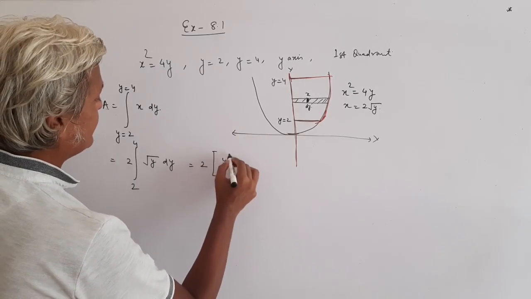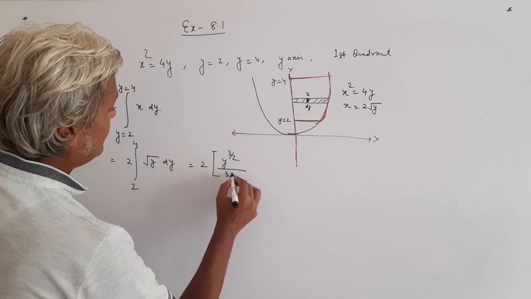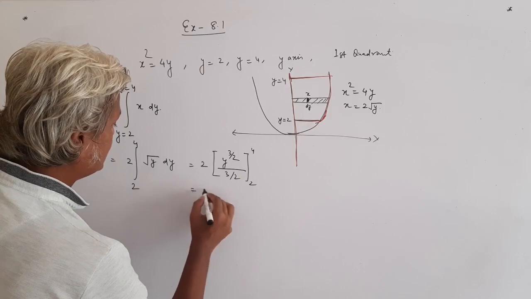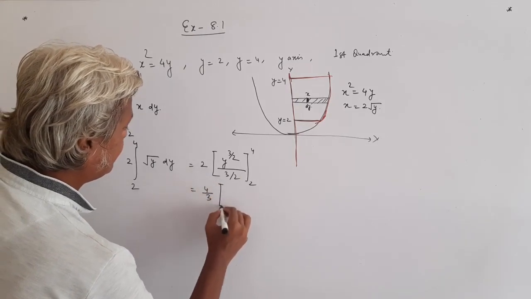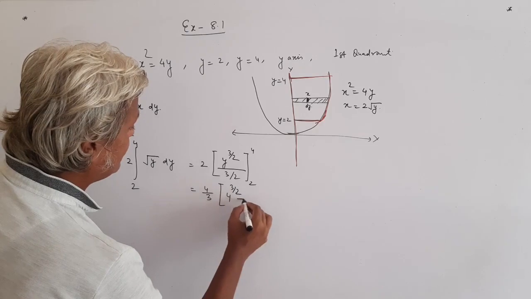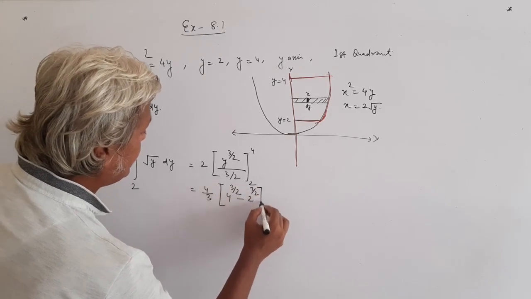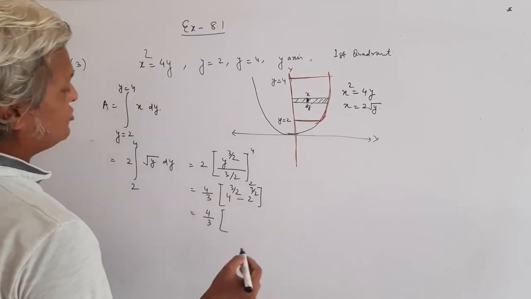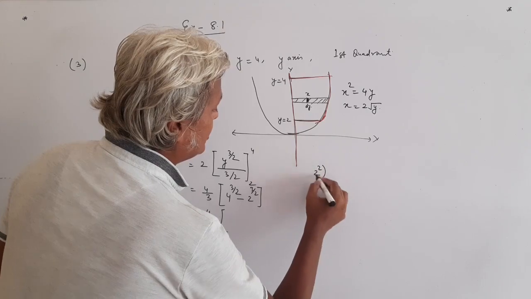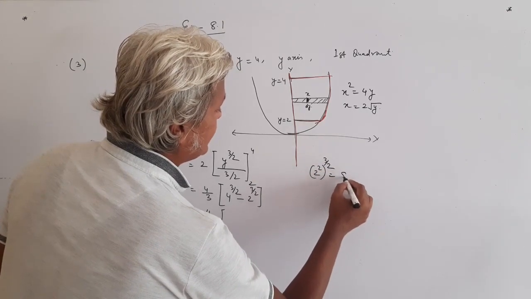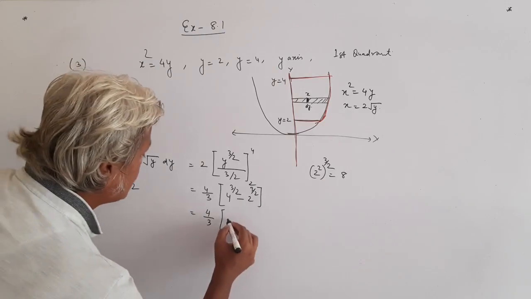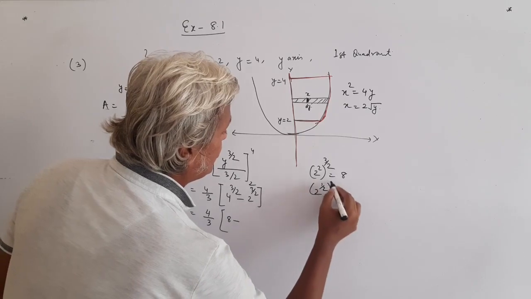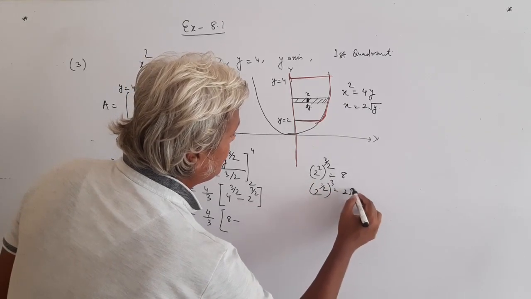On integration, this one will give you y to the power 3 by 2 upon 3 by 2, and the limit is 2 to 4. So this becomes 4 by 3, 4 to the power 3 by 2 minus 2 to the power 3 by 2. So this is 4 by 3. 4 to the power 3 by 2 is 2 to the power 2 whole to the power 3 by 2. This is 8, 2 cancels, 2 to the power 3. So this is 8 minus, this is 2 to the power half whole cube, that is 2 root 2.